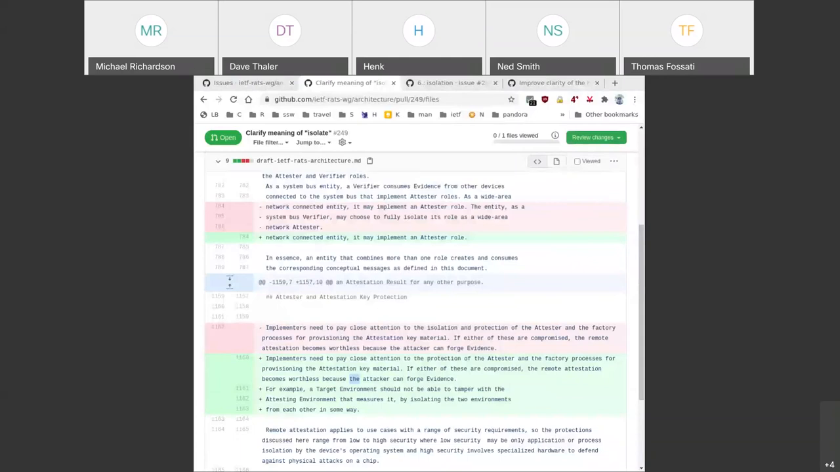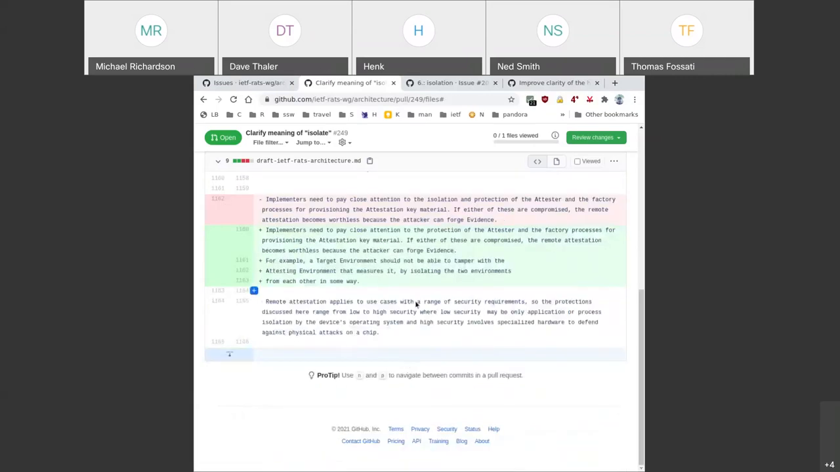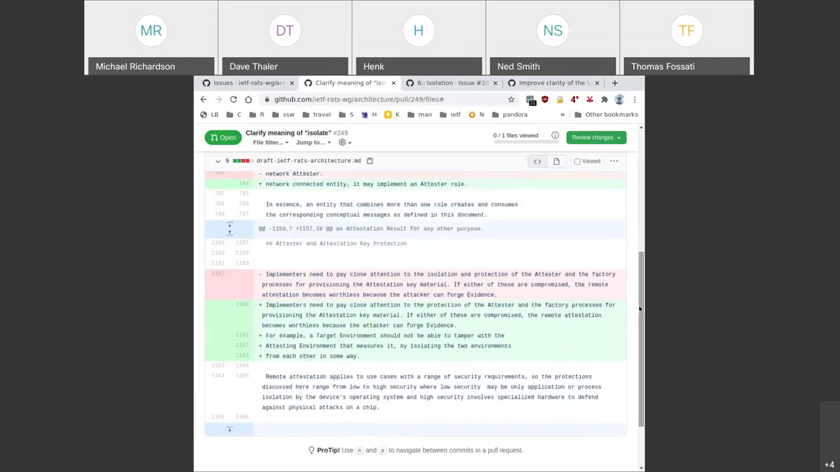I didn't follow that. What 1161 to 1163 says right now is making sure that the target environment can't tamper with the attesting environment. Right? That's what I understand is meant by isolation. If there's other meanings, then we can add those. But here, to me, isolation means the target can't mess with the attesting. The point is that we assume that the target environment may contain the attacker until such time as proven otherwise. Right. So I read 1169 to be describing the relationship between the attesting environment and the verifier.